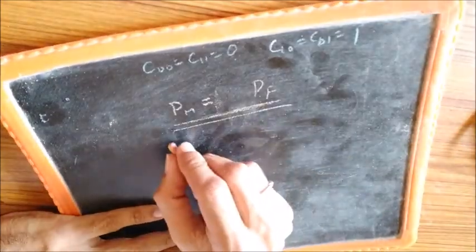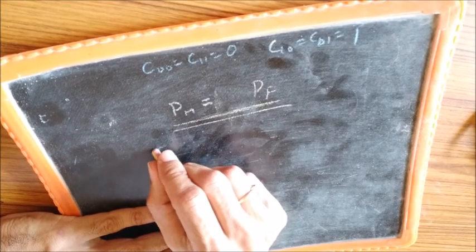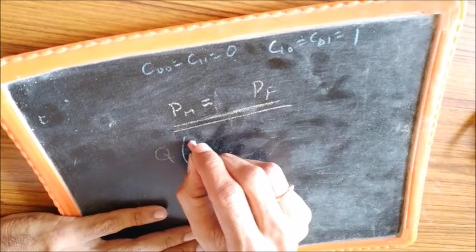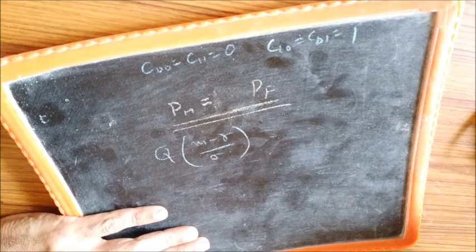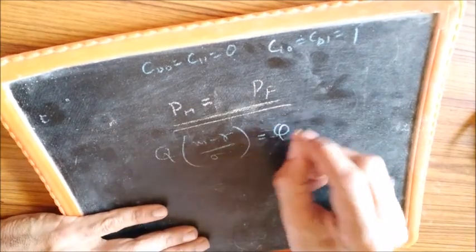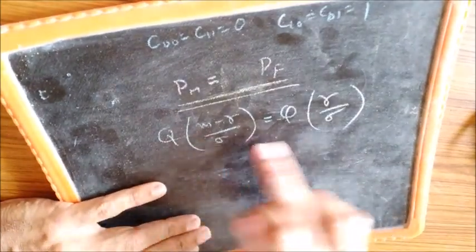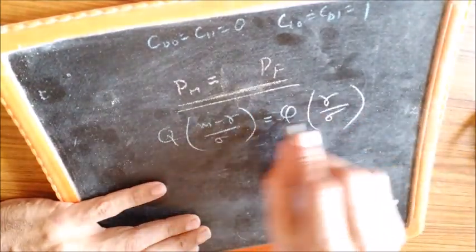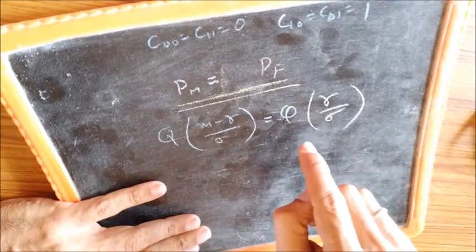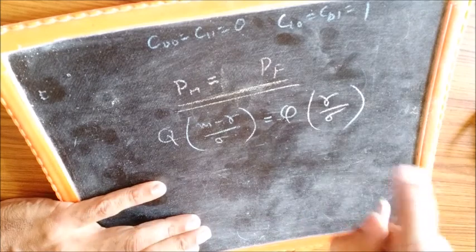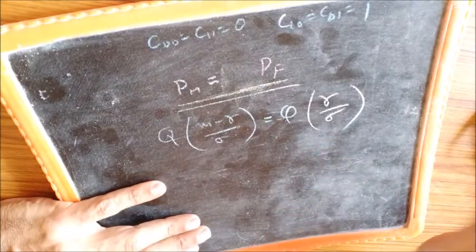So PM is equal to PF. PM we have found out. We found the probability of miss to be Q of (m minus gamma) by sigma, and the probability of false alarm was determined to be Q of gamma by sigma. Now the two have to be the same. We have to make them equal to each other, and that will give us the threshold which you have to set for the minimax criteria.